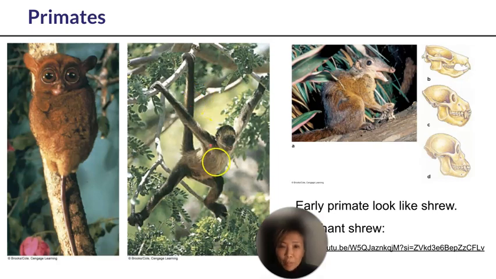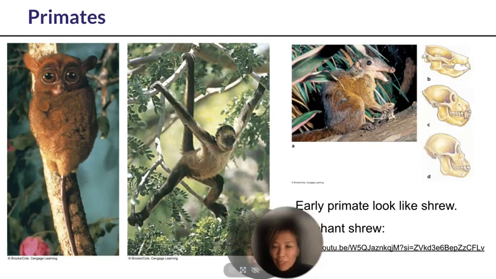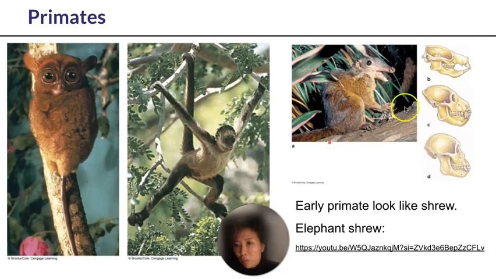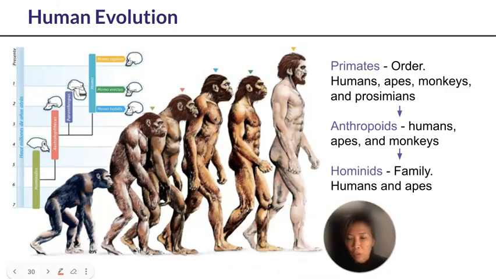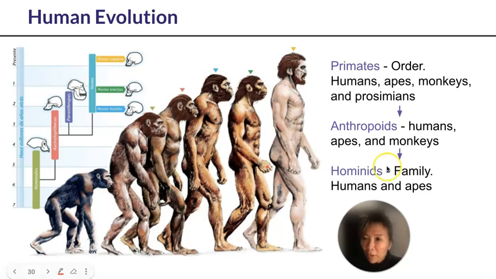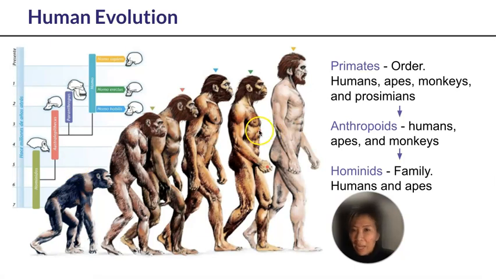Okay, so here are some examples of primates. The early primate looked a little bit more like a shrew. So here we have a little shrew, and you can see that these are all examples of primates. Really cute. And so in terms of human evolution, the order we fall under is primates, whereas the family we fall under is hominids. And so here we have this evolution, also commonly known as the march of life.